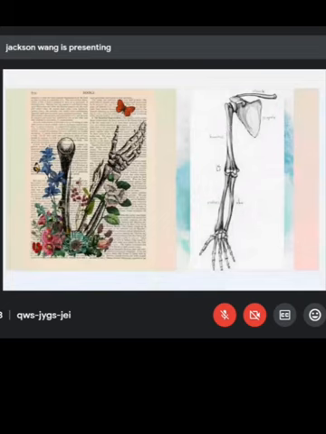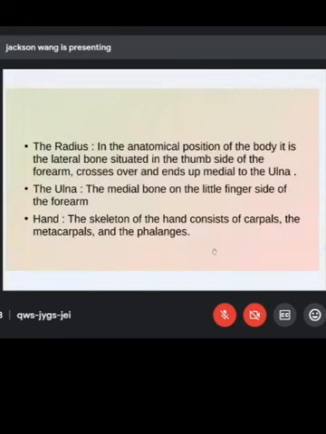The arm, forearm, and the hand. Radius in the anatomical position of the body is the lateral bone situated on the thumb side of the forearm, crosses over and ends up medial to the ulna. The ulna is the medial bone on the little finger side of the forearm.